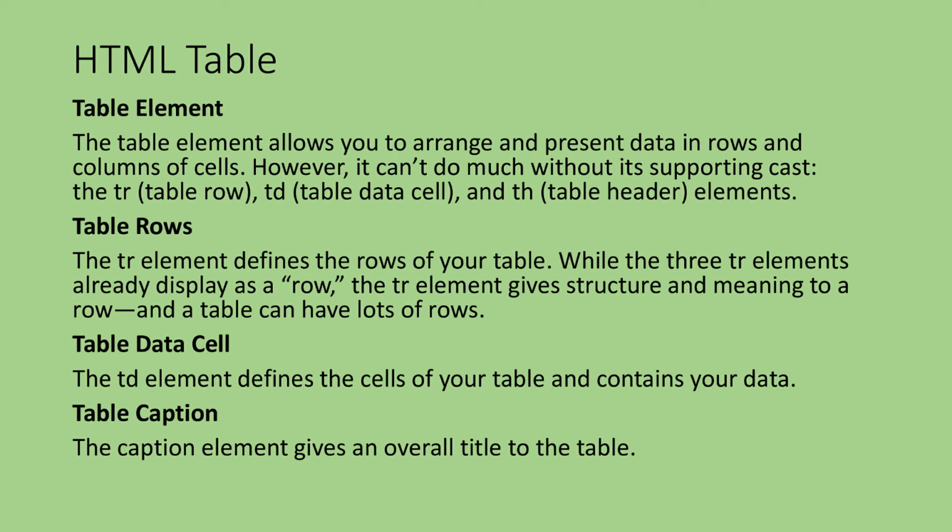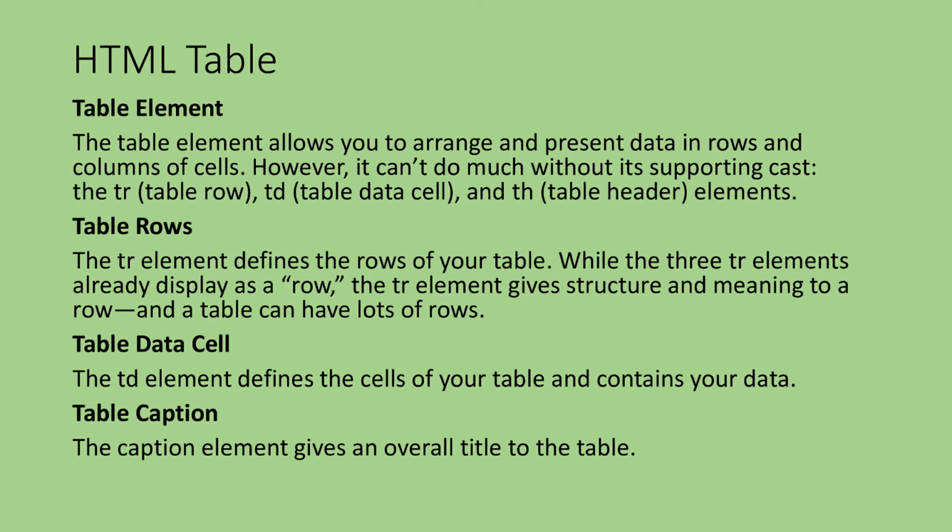Next topic is HTML table. The HTML table model allows authors to arrange data, text, pre-formatted text, images, links, forms, form fields, other tables, etc. into rows and column cells. Table element. The table element allows you to arrange and present data in rows and columns of cells. However, it can't do much without its supporting cast, that is, the table row, table data, and the table header.